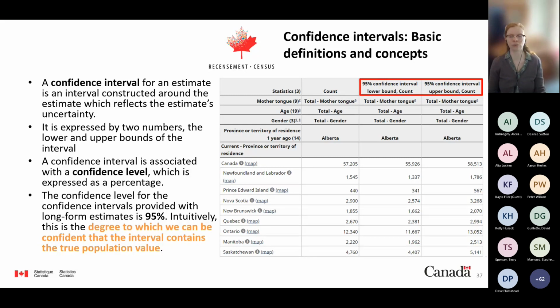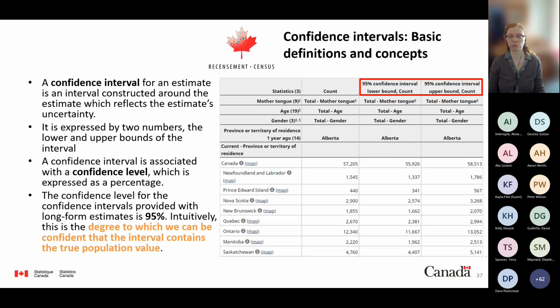So a confidence interval for an estimate is an interval constructed around the estimate which reflects the uncertainty. And to represent that uncertainty, instead of just giving the estimate itself, we provide a range or an interval of values.